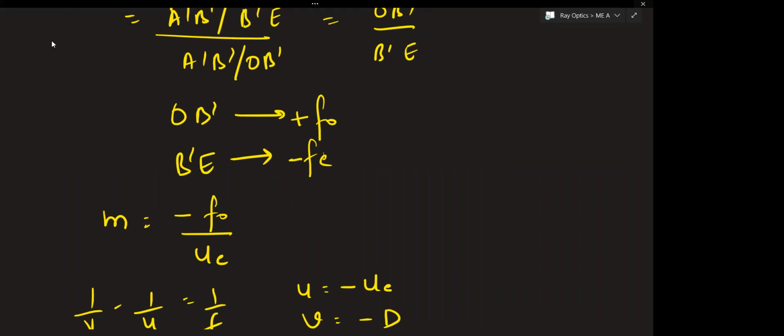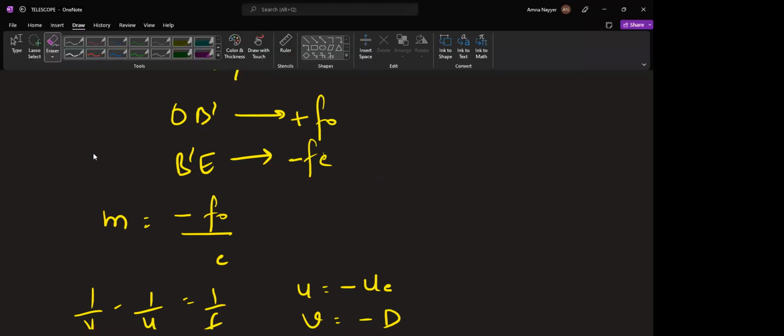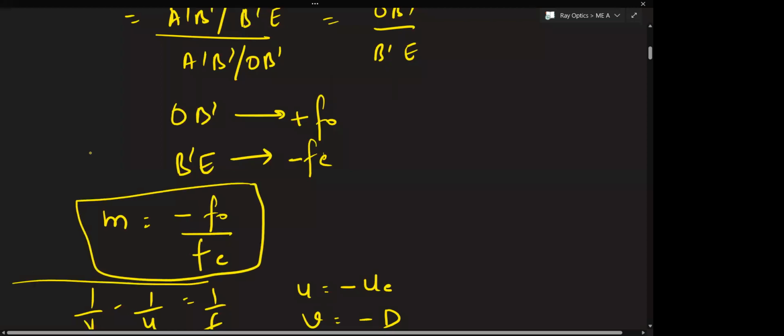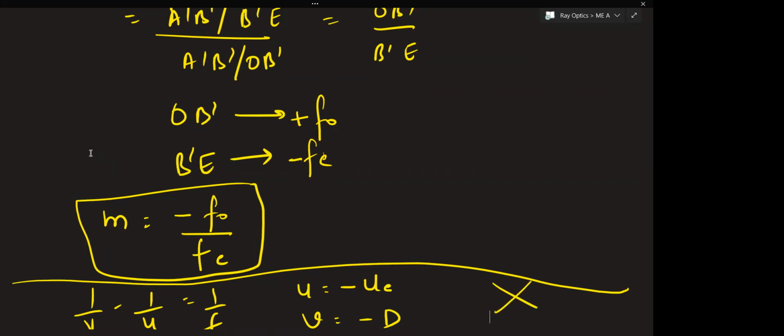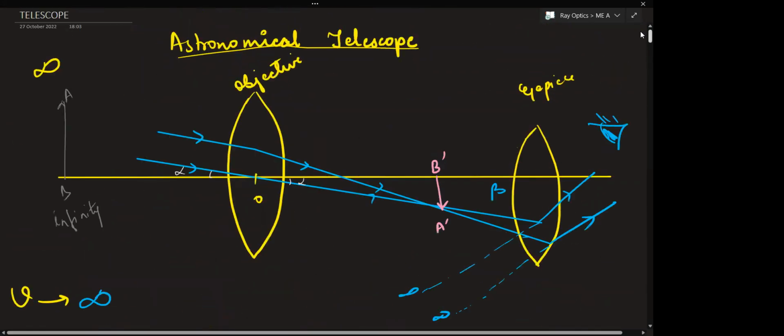So here this will become minus FE. So this is your magnification. Your answer is completed till here. No need to write this part. Just copy it till here only. Quickly, just copy it down and text me done when you are done.